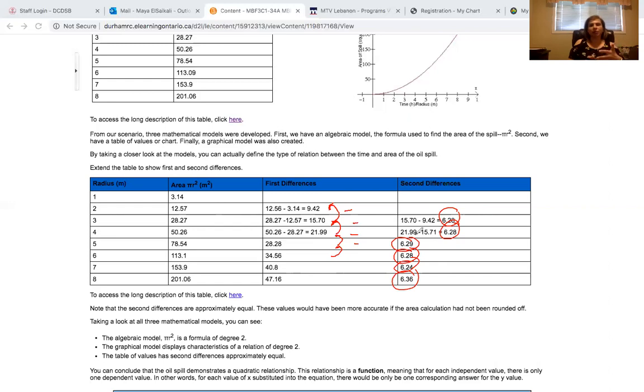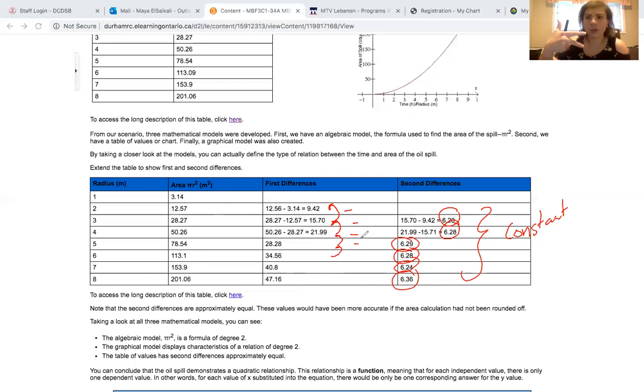Pi is not a number that ends at 3.14, it has an infinite number of decimals. So I had to, at the end, round. And because of the rounding, that's why we see that discrepancy, that little bit of difference here. So that's fine. Now we can still say that these are constant, or they're almost constant. So because they're almost constant, then we can say that it's quadratic.